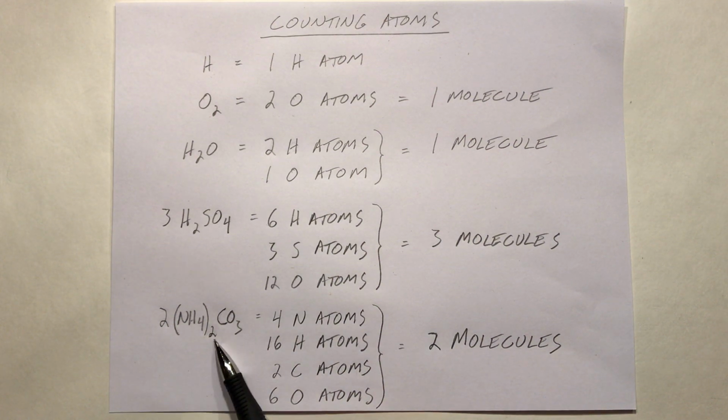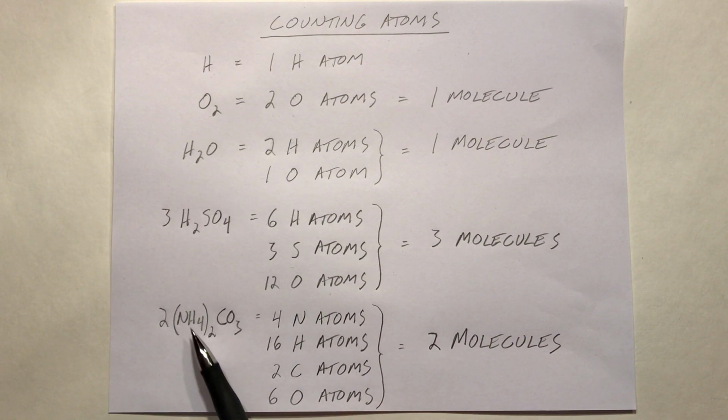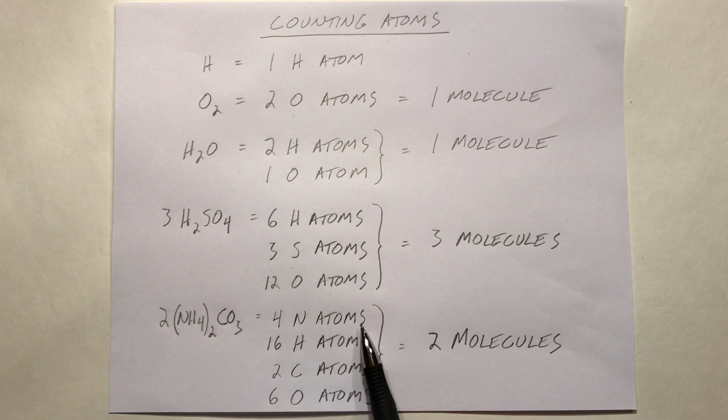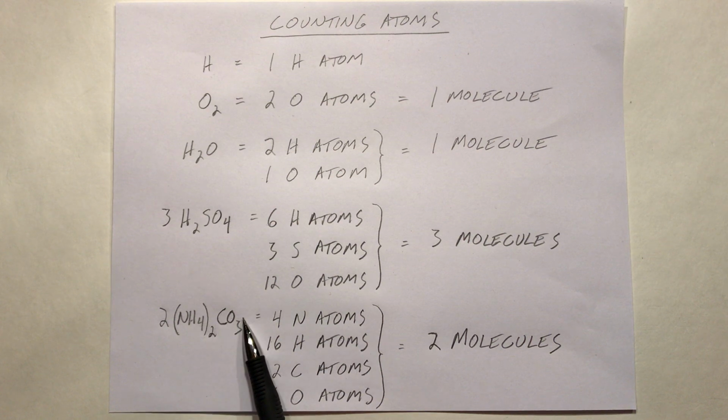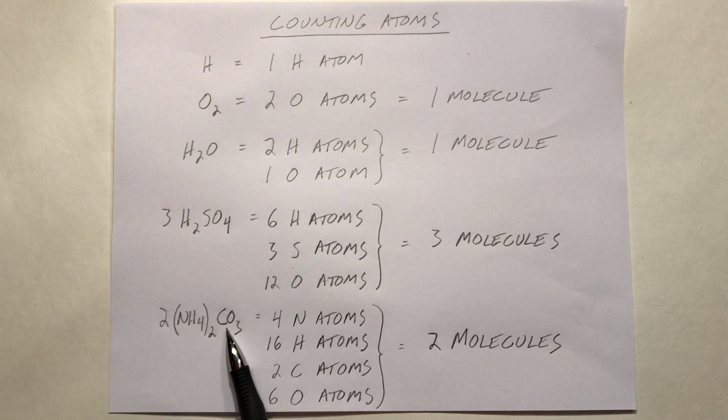And 2 coefficient times the 2 subscript outside the parentheses times the unwritten 1 by the N inside the parentheses gives us the number of N's. So once again, it's 2 times 2, that's 4. 4 times unwritten 1 is 4, so that's 4 nitrogen atoms. Let's do that for hydrogen. 2 times 2 is 4. 4 times 4 is 16. That's 16 hydrogen atoms. This 2 applies to everything throughout that formula. So 2 times the unwritten 1 by the C means that we have 2 carbon atoms. And 2 times 3 by the O means that we have 6 oxygen atoms.